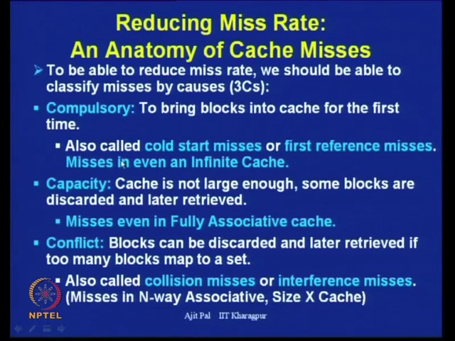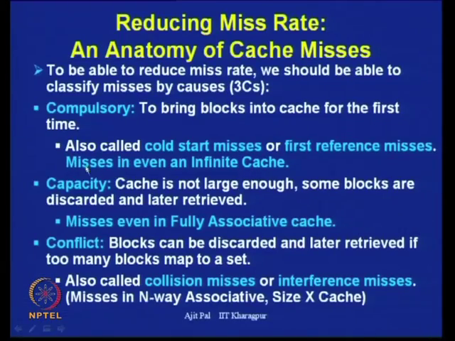And these compulsory misses are also called cold start misses or first reference misses. That means, the first time you refer to a particular block, as you know the cache memory is referred to in terms of blocks, that miss will occur. So, it is quite obvious that these misses will occur even when you have an infinite cache. Normally we know that if we have an infinite cache, then the miss rate will be very low. However, this compulsory miss will definitely occur, because for the first time you have to transfer from the main memory to the cache memory. So, this will happen.